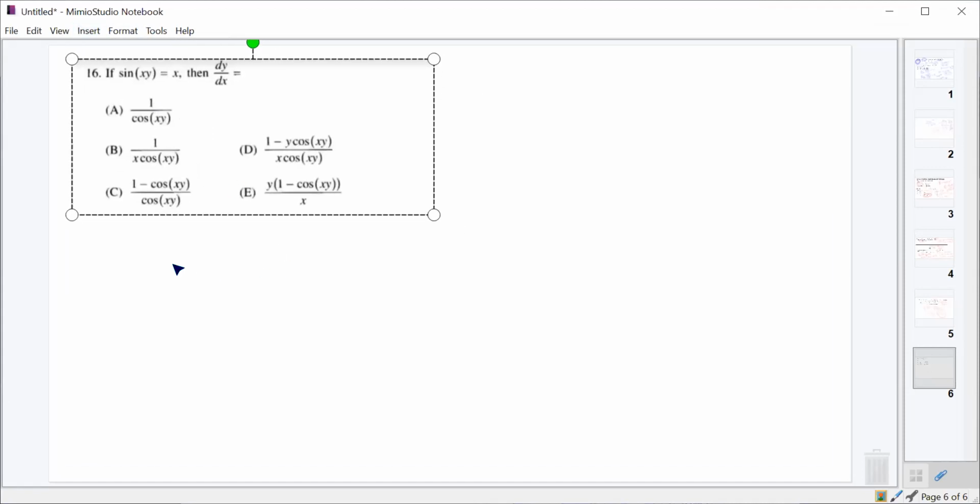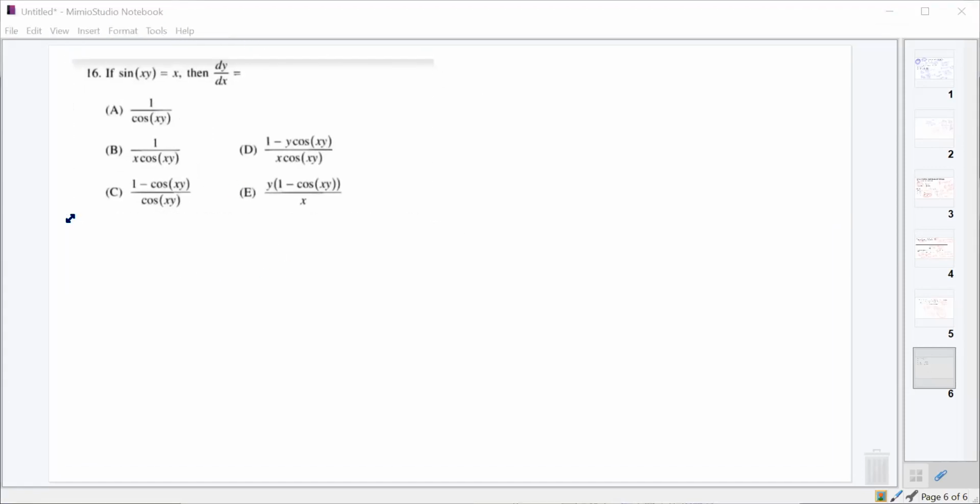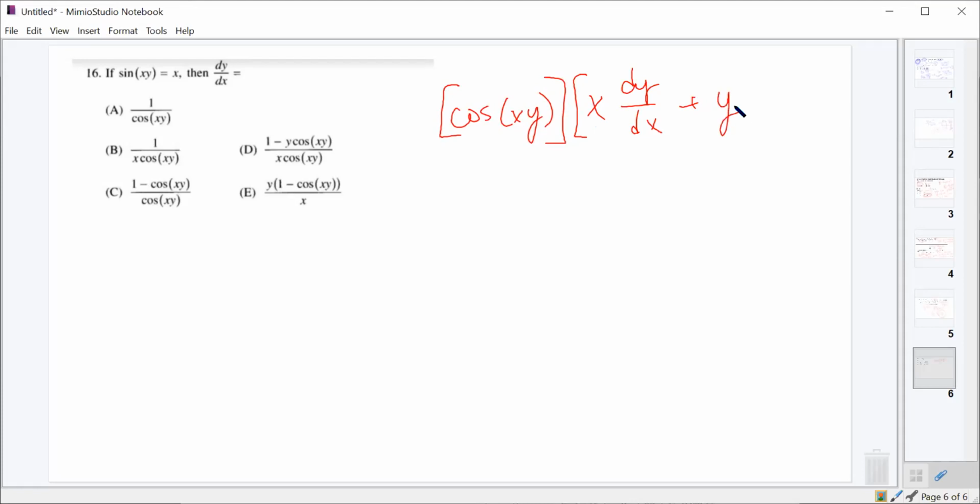So we have sine xy equals x. We want to find dy/dx. So we'll differentiate both sides implicitly. The derivative of sine xy ought to be the cosine of xy times the derivative of xy. To find the derivative of xy, we have to use the product rule: x times the derivative of y, plus y times the derivative of x. And then that equals the derivative of x on the other side, which is 1.